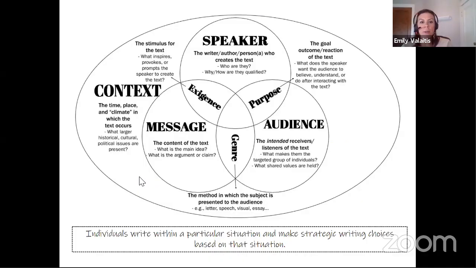Okay, so just a quick review. Individuals write within a particular situation. They can read the room. They understand what is happening to the audience and what they value, and that maybe their values are really dependent upon the context of what's happening in the world. And so then the writer feels compelled, the exigence, to share a message with this particular audience for a purpose. And the writer makes choices based on that situation. All of these things, they don't stand in isolation. They influence one another, and they should inform your understanding of a passage and help you then determine which choices you select.